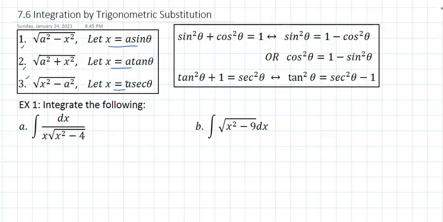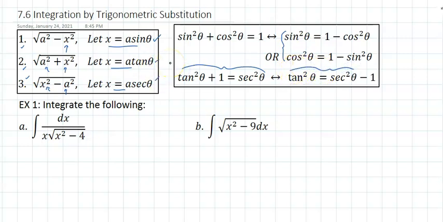If you see a number minus x squared under a radical, you could let x equal a sine of theta. If you see a number plus x squared, you let x equal a tan of theta. And if you see x squared minus a number, you let x equal a secant of theta. You're going to make use of those identities for this.